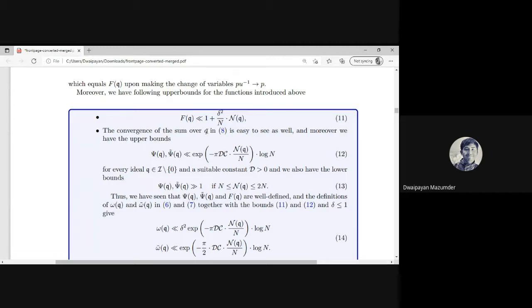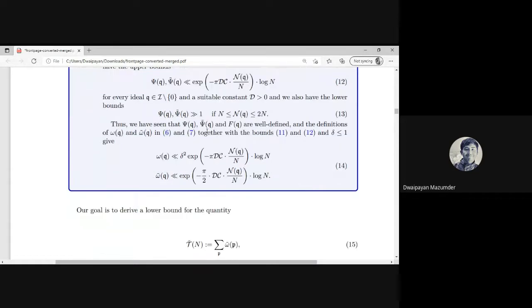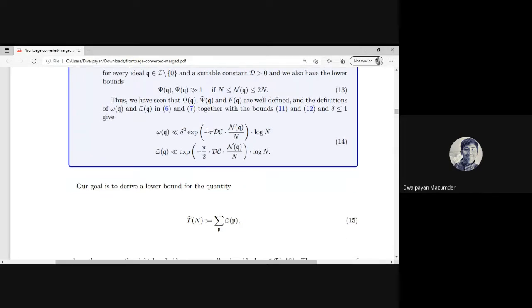And then also we have these weights. These weight functions have some bounds, like omega_q is less than delta square exponential of that log n, and omega delta_q is exponential of that. Okay, it has some bound like that.